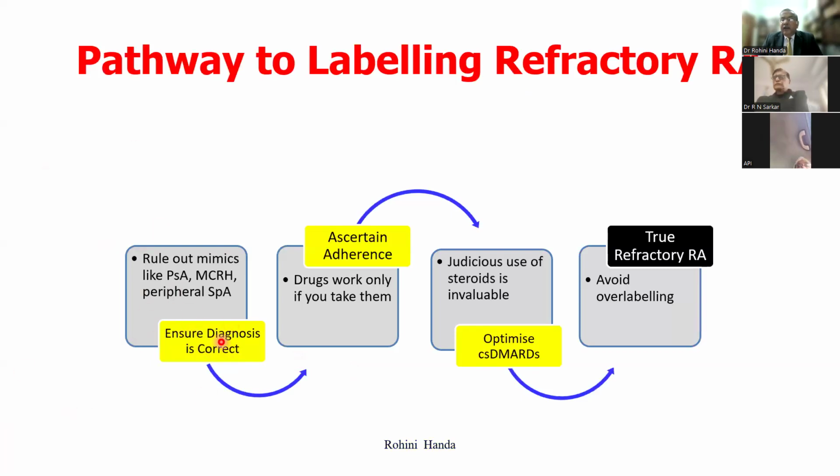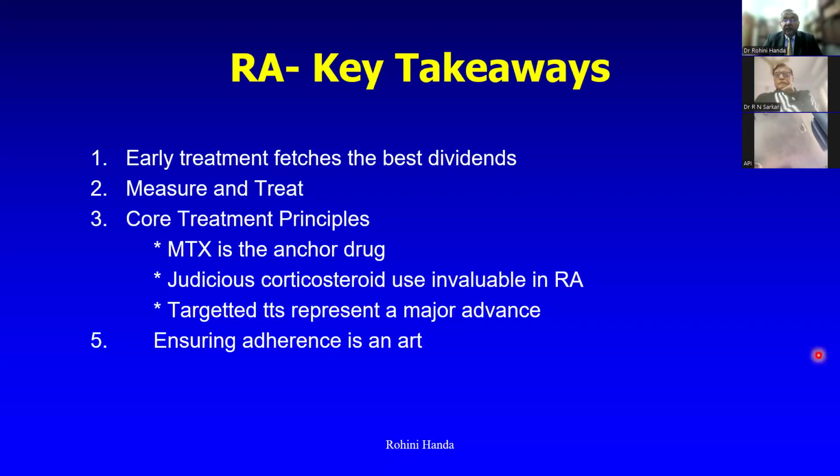Before you call it refractory, make sure that your diagnosis is correct. You are not dealing with a disease like psoriatic arthritis. Check adherence. Drugs will work only if patients take them. Judicious use of corticosteroids is invaluable. Graduate to parenteral methotrexate, hydroxychloroquine, leflunomide, and if it's a true refractory rheumatoid, biologicals or JAK inhibitors.